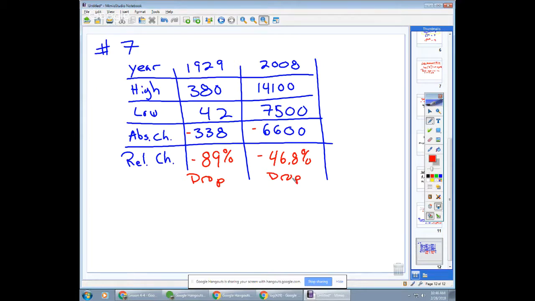So which crash do you think felt worse, the 1929 stock market crash or the 2008 stock market crash? Yeah, 1929, that was devastating. Businessmen were jumping out of their windows in their trading towers. It was so bad. People were just ruined overnight. 2008 was bad, but not quite as bad as 1929. It's the percent change that's the bigger deal there.